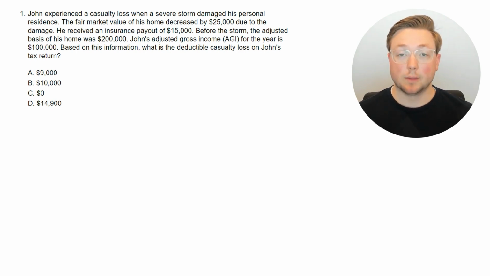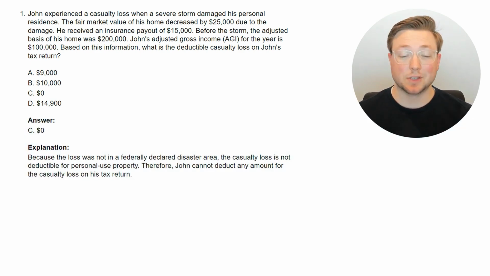All right, we don't really know anything about how casualty losses can be included on an individual's tax return, so let's go straight into the answer to learn how this works. And the answer is $0, so he can't include any of it. Because the loss was not in a federally declared disaster area, the casualty loss is not deductible for personal use property. Therefore, John cannot deduct any amount for the casualty loss on his tax return.